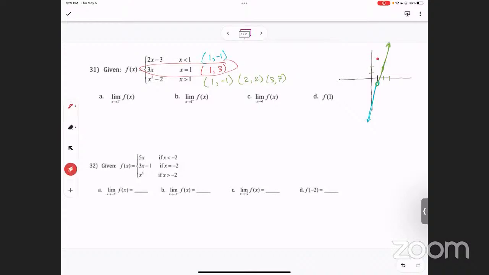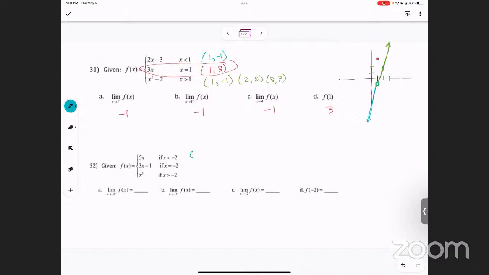So what's the limit as x goes to 1 from the left? A, B, and C are all going to be negative 1, and then D is going to be 3. Perfect. You got it. Good job. So you don't have to draw the graph if you don't need to. If you're good at visualizing it, then just visualize it. I see that we got a dot on 3. The rest are going to be open circles.